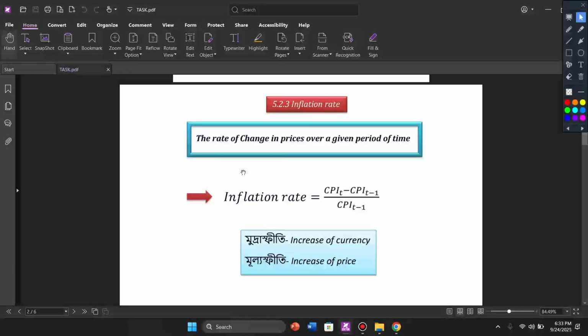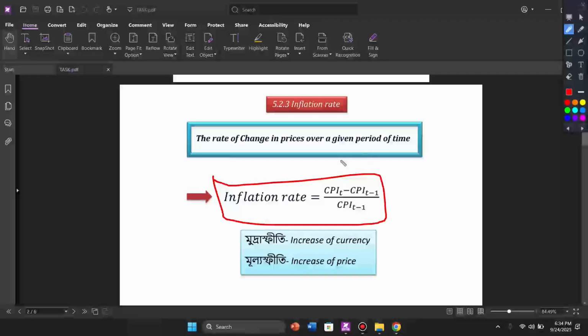Okay, now a basic question arises: how can we calculate the inflation rate? The formula to determine inflation rate is this. So what does it say? It says the inflation rate equals the current CPI minus the previous year's CPI, divided by the previous year's CPI. So what is CPI? CPI is Consumer Price Index.